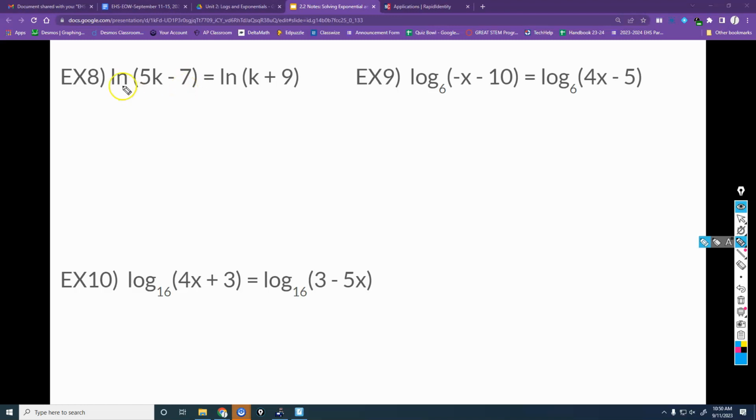So, for 8, I've got a LN, so that's a natural log. What's the base on an LN? E. It's an E. If it's just a plain log, it's 10. But this is an E, so I'm going to write an N just to remind me. To get rid of it, I just do E to the power on both sides. But because there's a natural log on both sides, it just makes them go away on both sides, right?